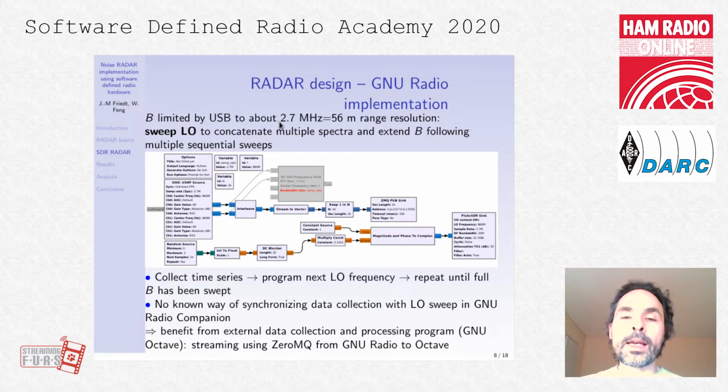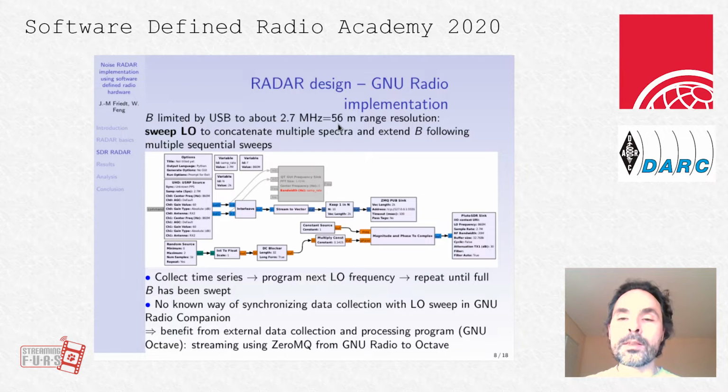Now 2.7 megahertz is only 56 meter range resolution, and 56 meter range resolution for measuring a house which is 50 meters away is not very good. So how can we further extend the bandwidth? Well, the obvious solution is to sweep the local oscillator. No one said you needed to collect the full bandwidth in one measurement. You can do measurements one after the other, which is your classical vector network analyzer implementation of a radar.